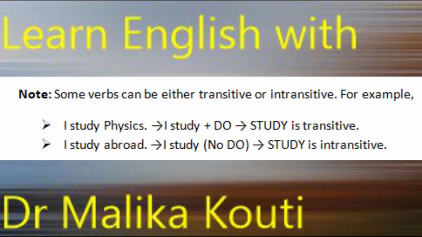Good. Note, some verbs can be either transitive or intransitive. For example, I study physics. Here, I study is followed by physics, which is the direct object. So in this sentence, study is transitive. I study abroad. Okay, here I have I study, but there is no direct object, which means study in this sentence is intransitive.